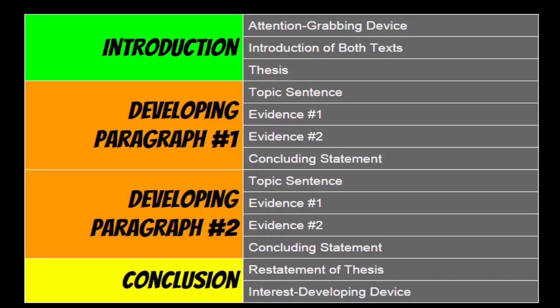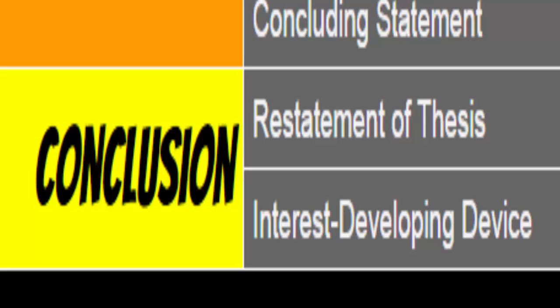After you've finished with your developing paragraphs, you move to your conclusion, which only has 2 parts. The beginning of the conclusion is the restatement of the thesis. The end is an interest-developing device. Alright, the restatement of the thesis should be pretty clear and simple. All you need to do is make sure that you've summarized your overall idea for the essay.